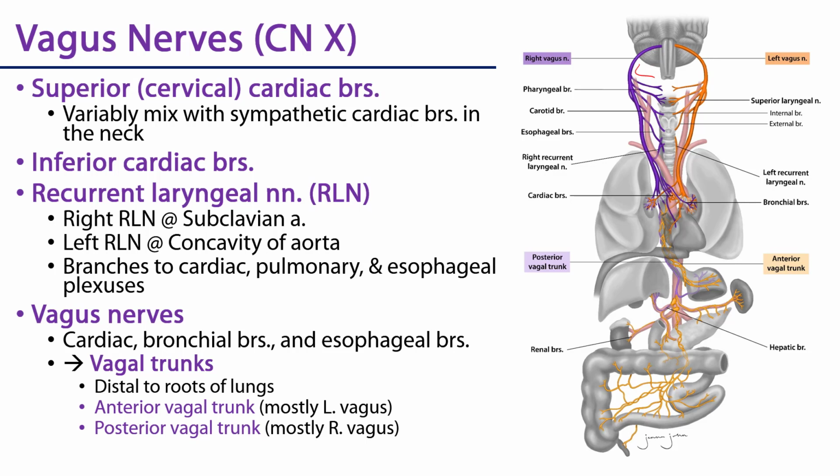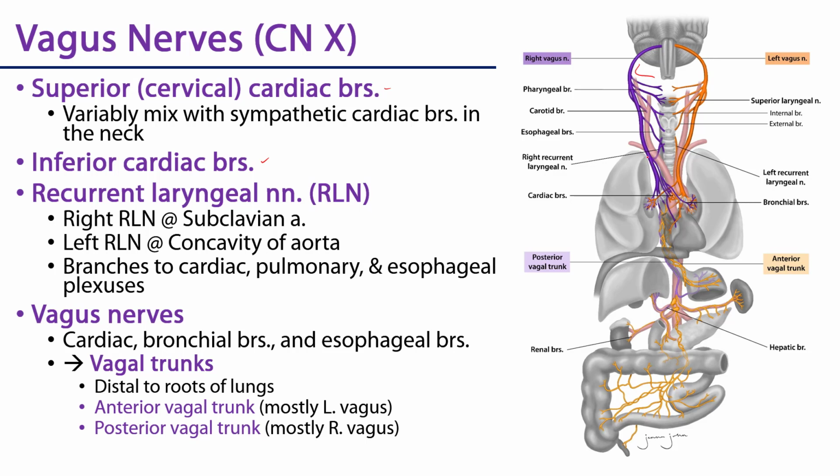There are also going to be inferior cardiac branches, which are also going to descend down as they originate within the carotid sheath into the thorax. Now, with the vagus, there are two major nerve branches that are going to arise from the vagus, and they do so in an asymmetric fashion.